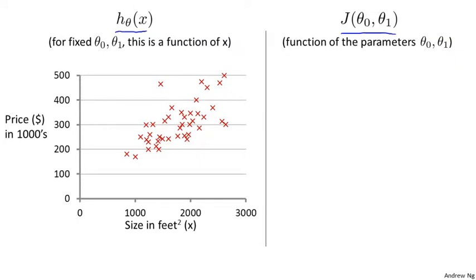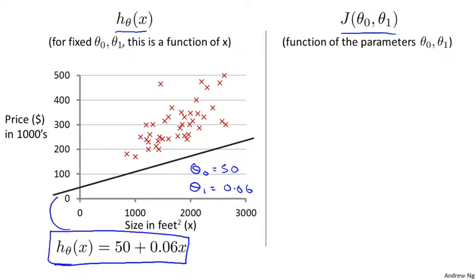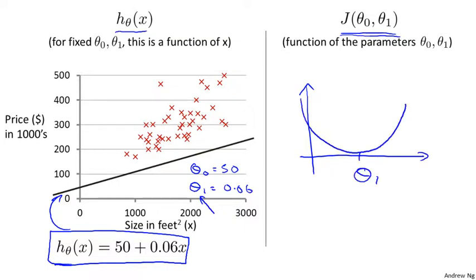So here's my training set of housing prices, and let's pick some hypothesis, like that one. This is not a particularly good hypothesis, but if I set theta 0 equals 50 and theta 1 equals 0.06, then I end up with this hypothesis down here, and that corresponds to that straight line. Now, given these values of theta 0 and theta 1, we want to plot the corresponding cost function on the right. What we did last time, when we only had theta 1, was draw plots that look like this as a function of theta 1.